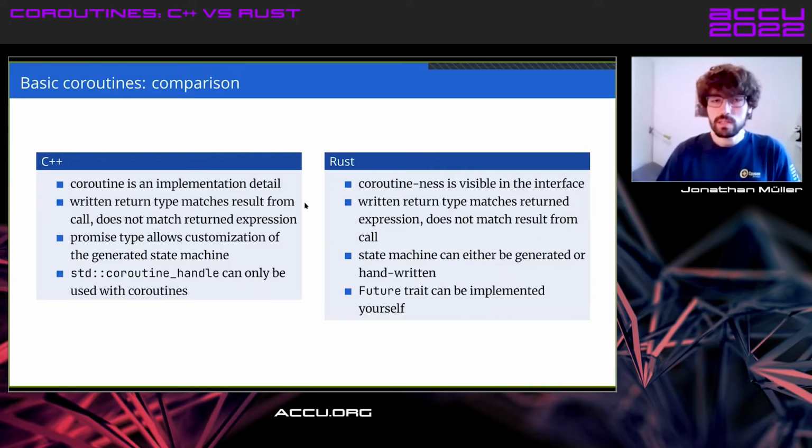As a consequence, in C++, the written return type matches the result from the call. So our coroutine returns task of int, and when we call it, we get task of int. But it does not match the returned expression. We're returning an int, but the return type is task of int. In Rust, this is the other way around. So we're saying it's a coroutine, an async function that returns an i32, and we're returning an i32, but this is not actually the type that we get back when we call it.